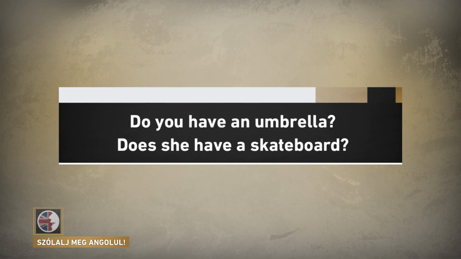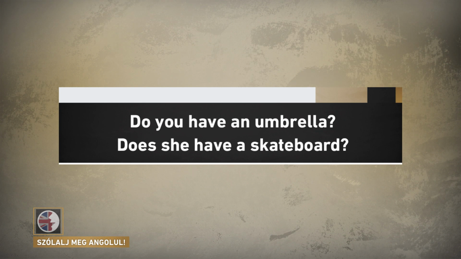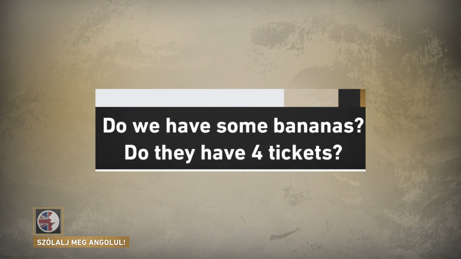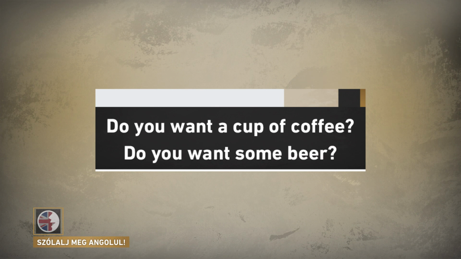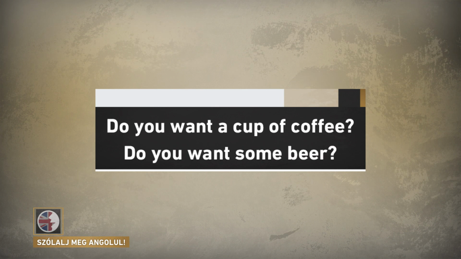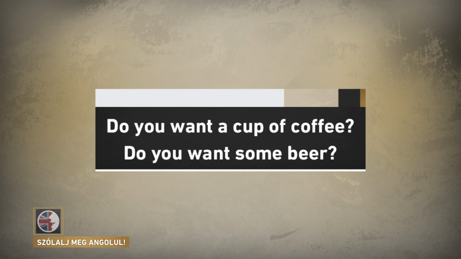What happens when we ask questions? Well, when we ask questions, we do exactly the same. If the noun is singular and countable, we use a or an. If the noun is plural and countable, we can use a number or we can use some. If the noun is uncountable, we can't use a or an or a number. We have to make the noun countable or use some.